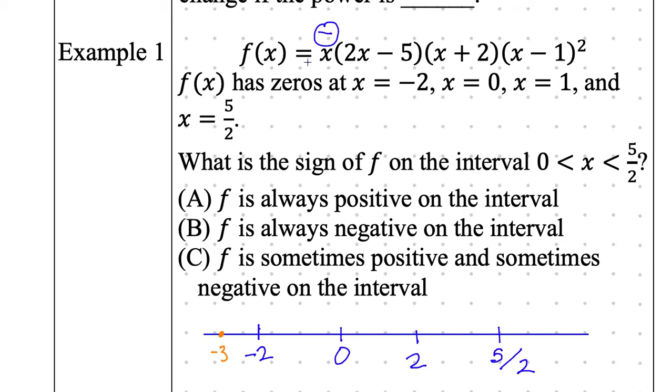Let's try it again. I'm plugging in -3 into 2x minus 5. 2 times -3 is -6. -6 minus 5. Is that a positive or a negative? Show me with your thumbs.